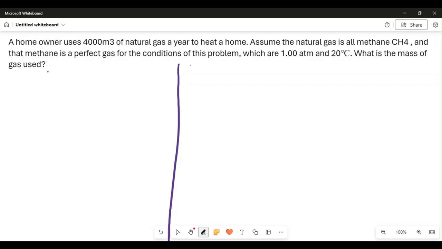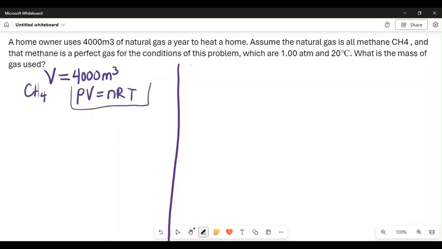Well, 400 meter cubed is them telling us that we're dealing with the volume, which is 400 meter cubed. We're told that we're dealing with methane gas, which is a natural gas, which is a perfect gas, because we're dealing with a perfect gas question. So therefore, we're going to be using PV equals nRT, or any equation related to PV equals nRT, in this particular question.